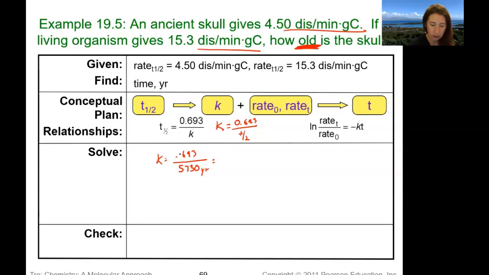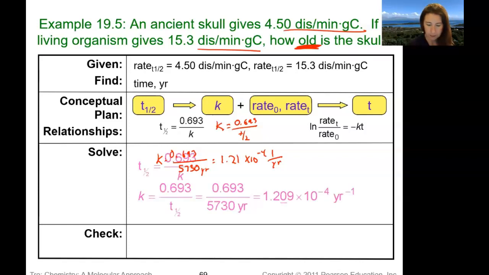So that gives you, put a 0 there, 1.21 times 10 to the negative 4 inverse years, or 1 over years, however it makes you happy. And then we're going to plug this in and figure out just how old this is. Okay, I already have that there for you. Let me just show you that one so it's prettier, and then we'll do the next one.